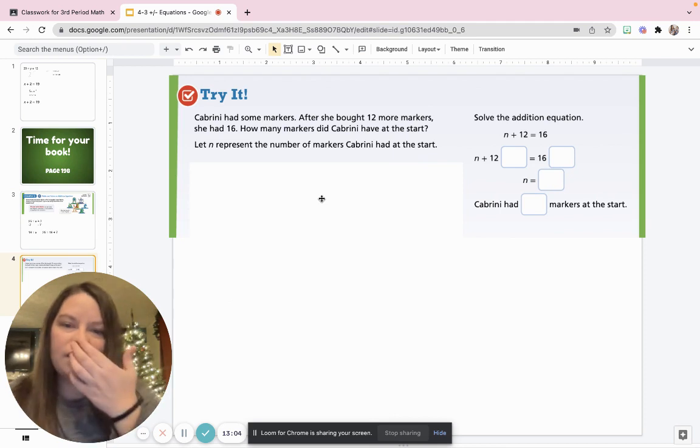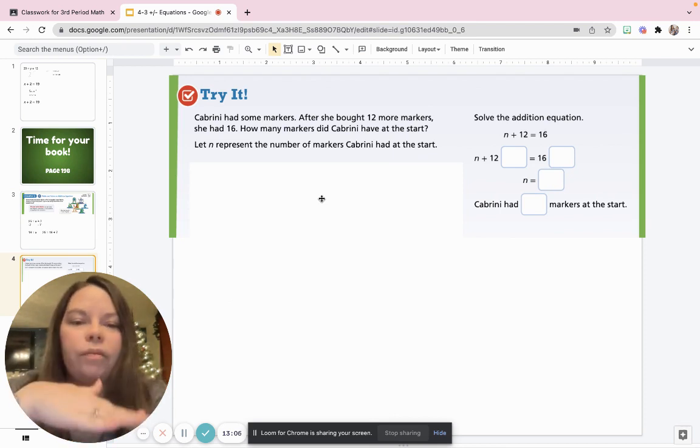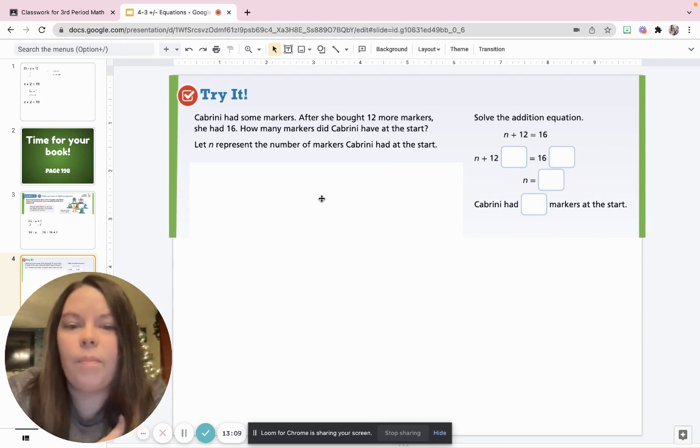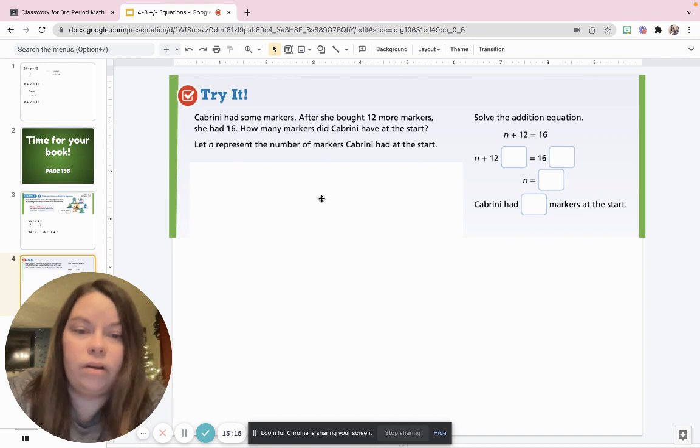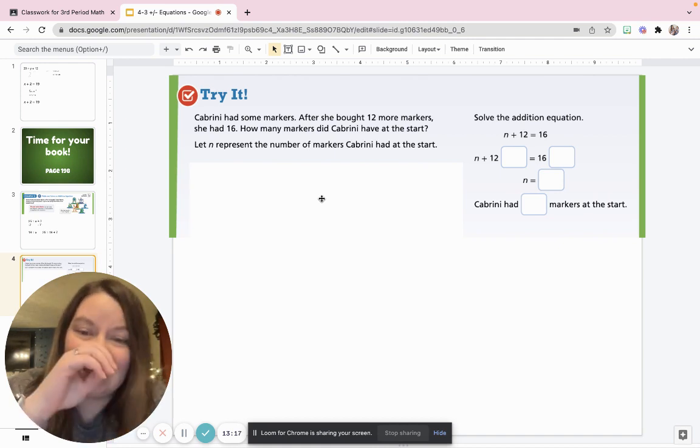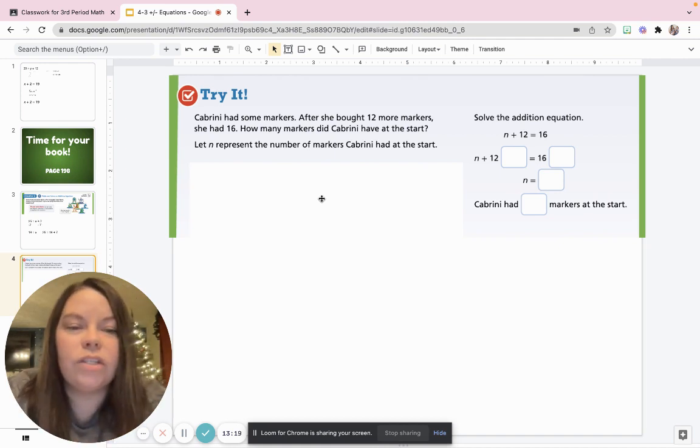It says Cabrini had some markers. This is at the bottom of your page, by the way. Cabrini had some markers. We don't know how many markers, just some. After she bought 12 more markers, she had 16. How many markers did she have at the start?